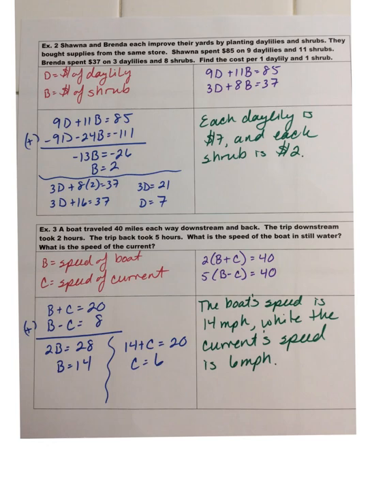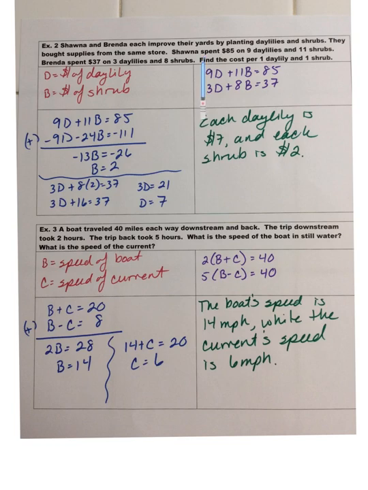Right, here we are on to day 2 of page 2. Sorry about that, page 2 of word problems. Example 2: Shauna and Brenda each improved their yards by planting daylilies and shrubs. They bought supplies from the same store. Shauna spent $85 on 9 daylilies and 11 shrubs. Brenda spent $37 on 3 daylilies and 8 shrubs. Find the cost per 1 daylily and 1 shrub.